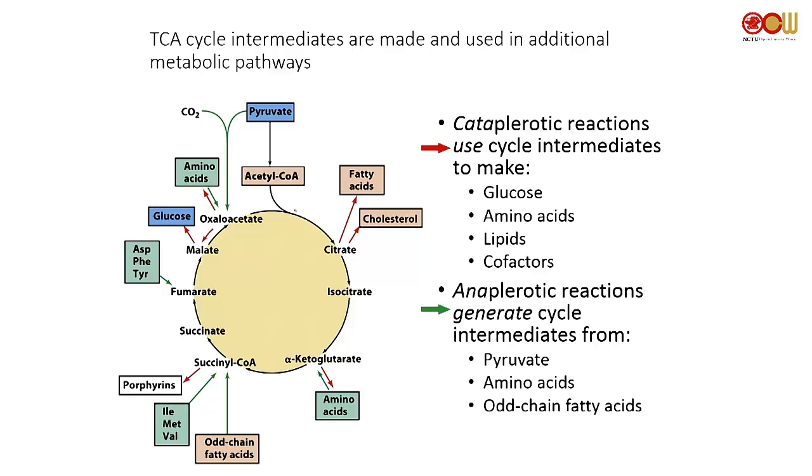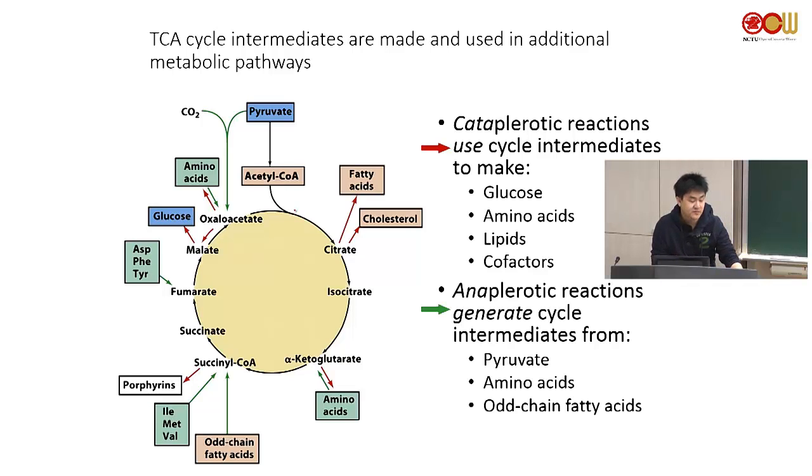Last time we pretty much stopped at anaplerotic reactions. Before we move there, just a quick reminder that you have two types of reactions. One is cataplerotic and one is anaplerotic. Cataplerotic reactions consume the TCA cycle intermediates. Anaplerotic reactions are the ones that regenerate the TCA cycle intermediates.